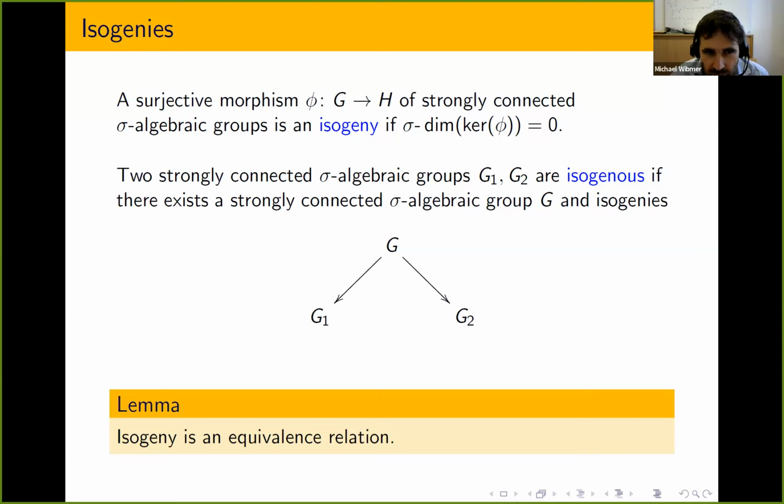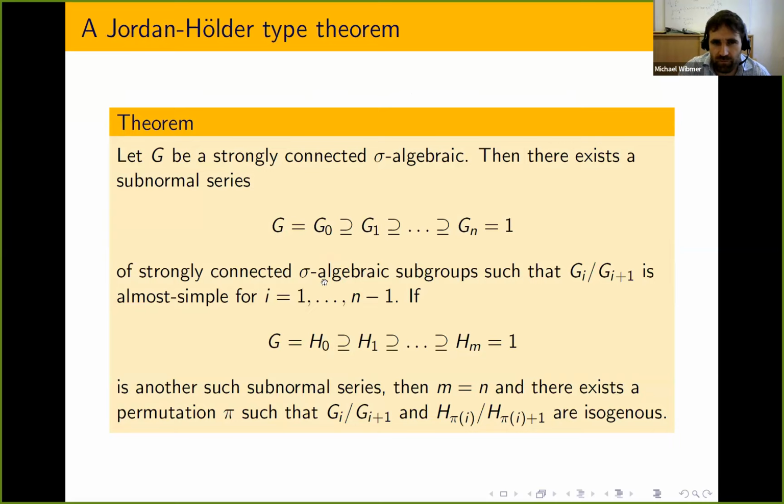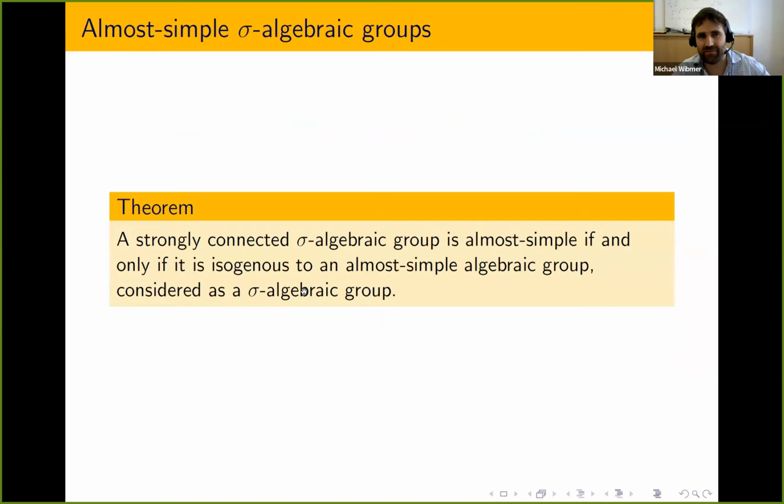Okay. So now that we have this structure theorem, this Jordan-Hölder type theorem, that we can always decompose difference algebraic groups, at least strongly connected difference algebraic groups, into these almost simple groups, it would be nice to get some understanding of what those almost simple groups actually look like. And that is what this last theorem is about. A strongly connected difference algebraic group is almost simple if and only if it is isogenous to an almost simple algebraic group considered as a difference algebraic group.